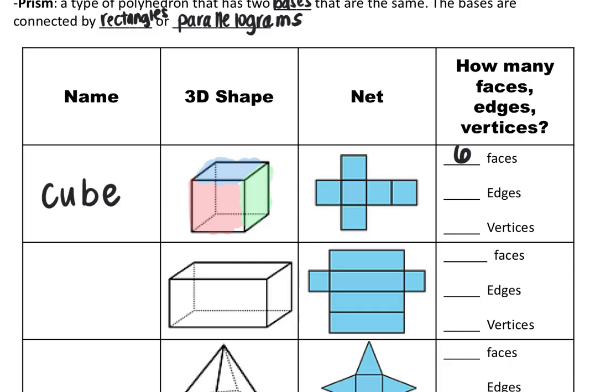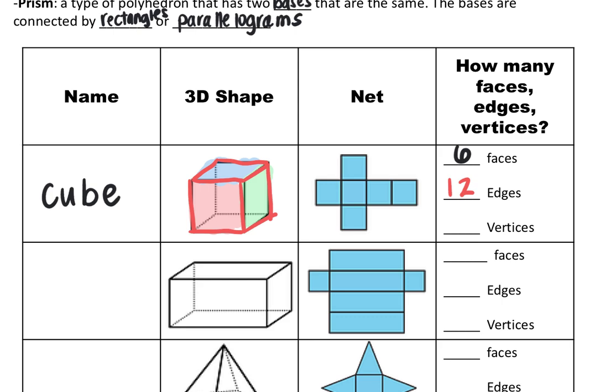And then what about edges? The edges, and I'll do these in red, are those lines that you can say underline your faces. So you want to count all of these edges. If you count them all throughout your shape, you should have 12 edges for a cube.